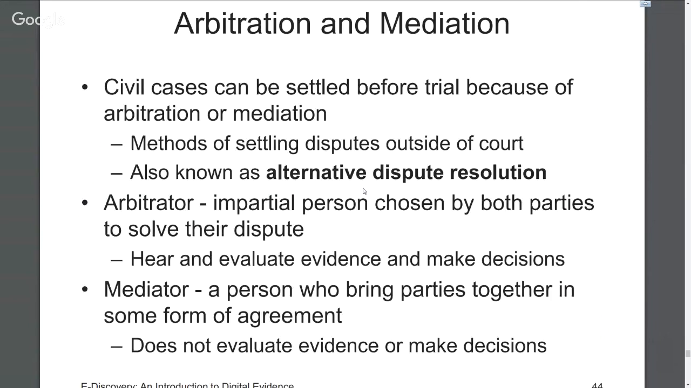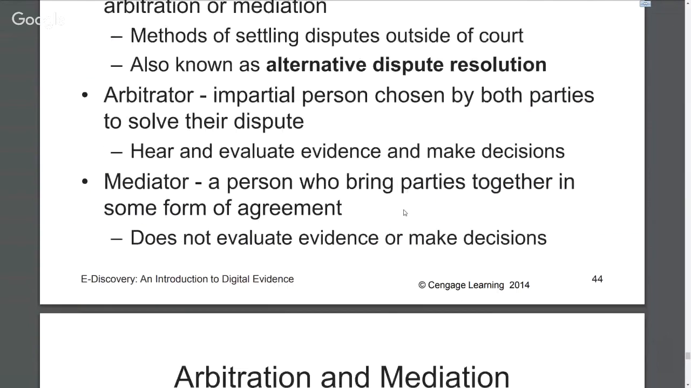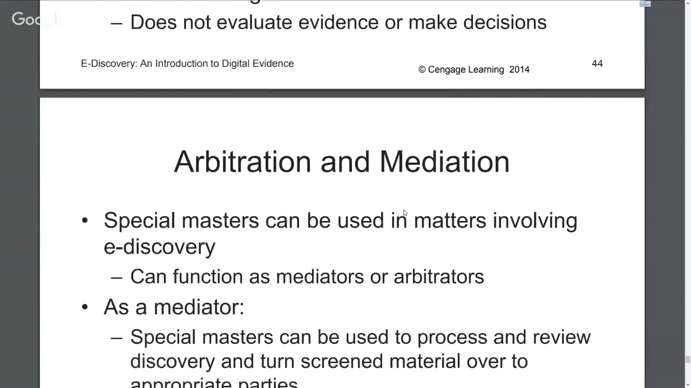An arbitrator is the impartial person chosen by both parties to solve the dispute. Both prosecution and defense agree on this one person, and the one person will then go back and forth between the two, hear evidence, and make decisions. The mediator is the person that brings them together in some form of an agreement. They don't look at evidence. They don't make decisions. They just try to get defense and prosecution to agree.